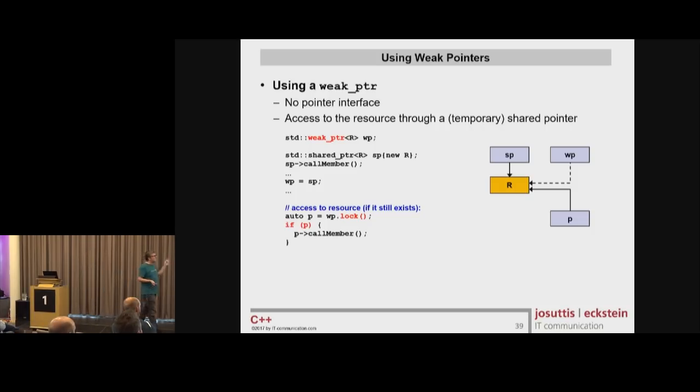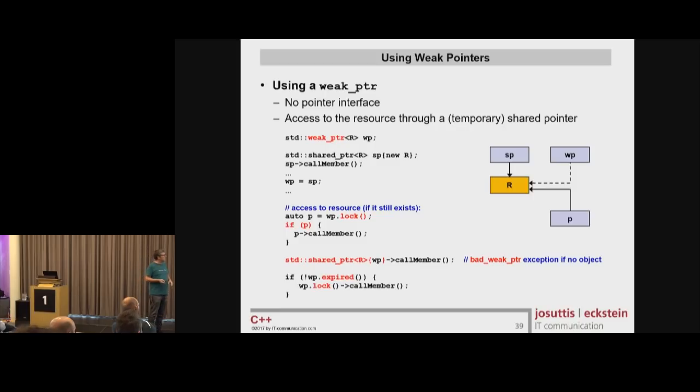So now with P, we can call a member function, and you can do that also in one step, creating a shared pointer from a weak pointer, but here you get an exception if the weak pointer refers to some object that is already gone. Please don't program it that way.